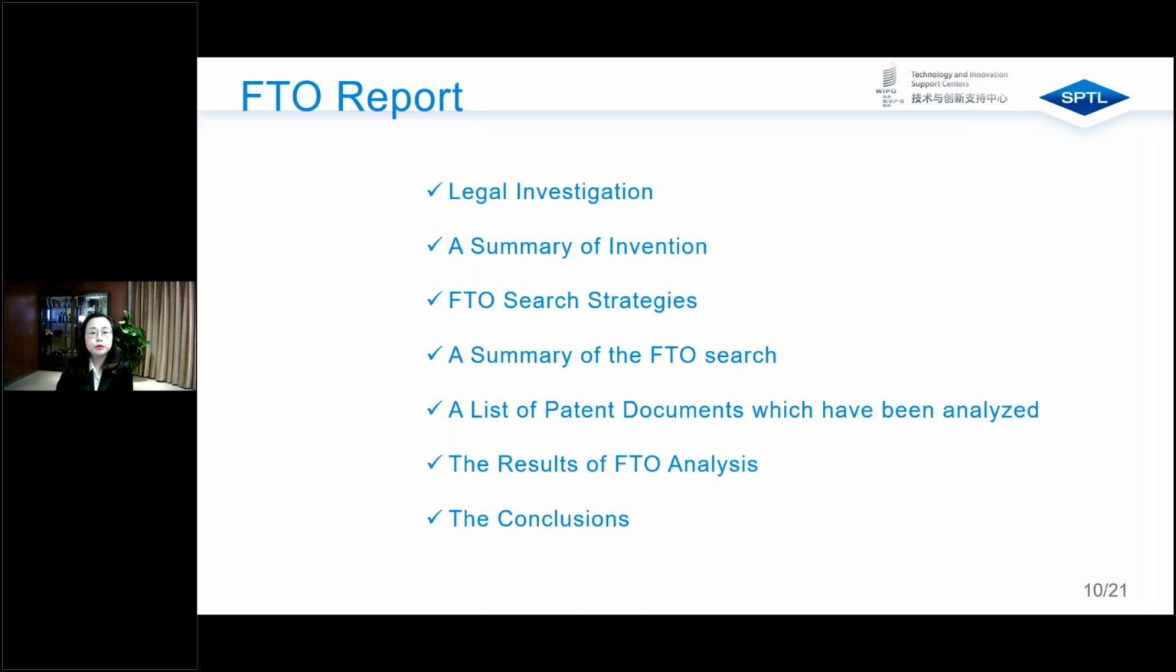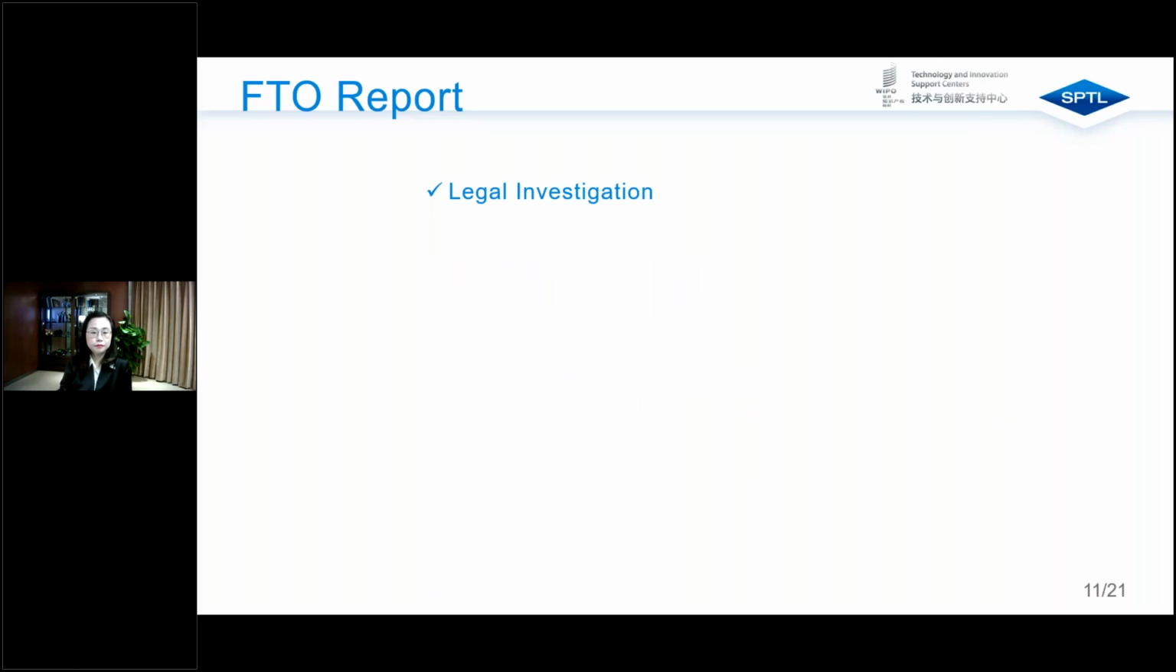Second, we should know what contents should be included in a qualified FTO report. The report should at least include legal investigation, a summary of invention, FTO search strategy, a summary of FTO search, a list of patent documents which have been analyzed, results of FTO analysis, and conclusion. In the legal investigation part, this part should include the patent law, the relevant interpretations, etc.